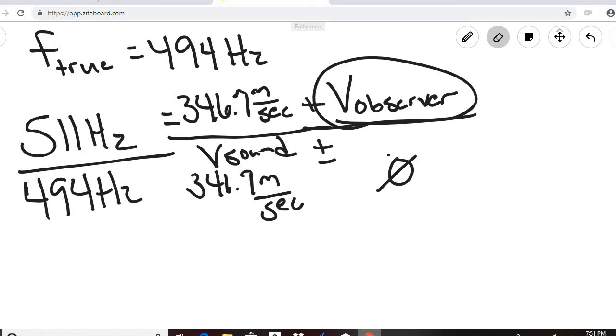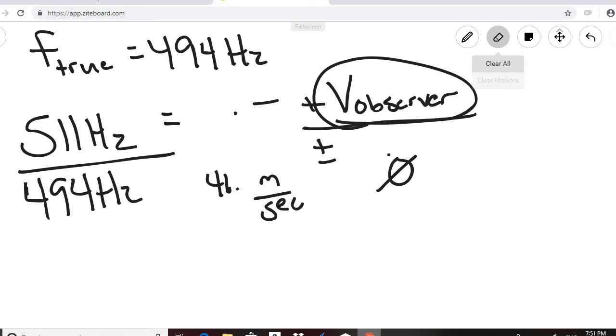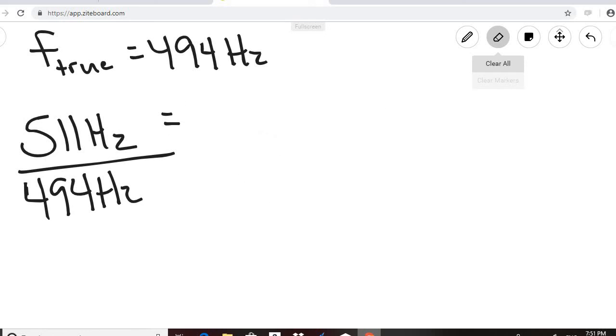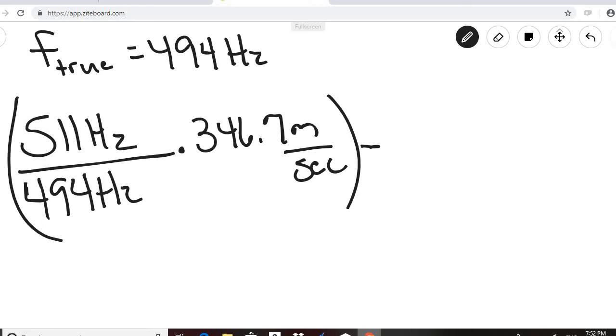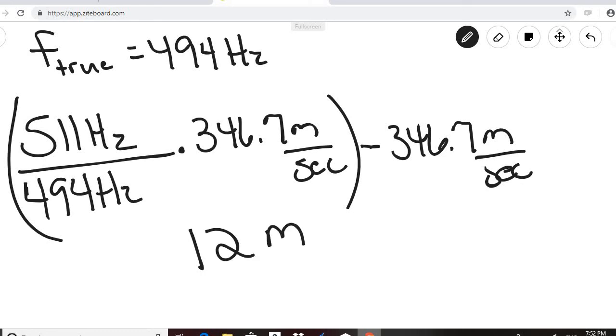If we multiply this, that'll get rid of it on this side. So we take that and multiply it times 346.7 meters per second. Do all that, and then if we subtract from that 346.7 meters per second, the answer we get is that she was traveling at 12 meters per second.